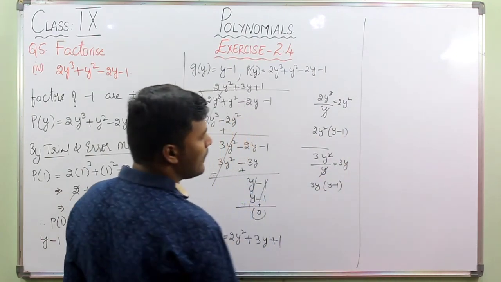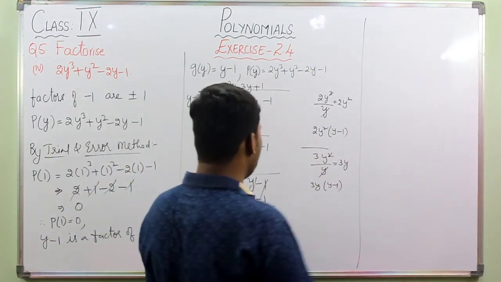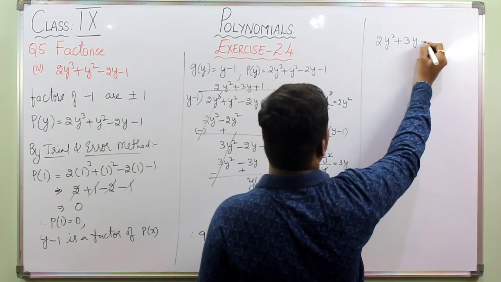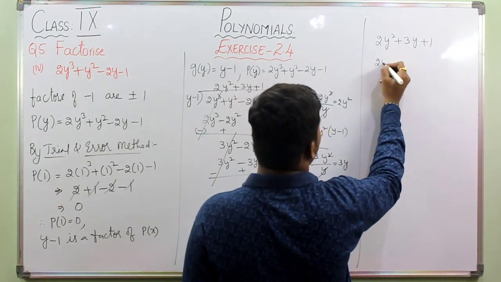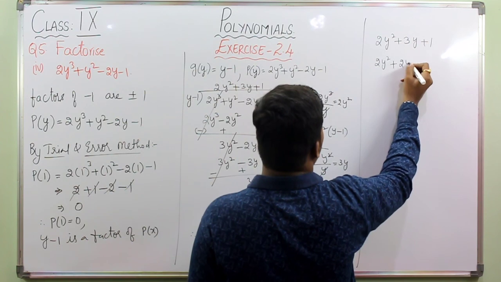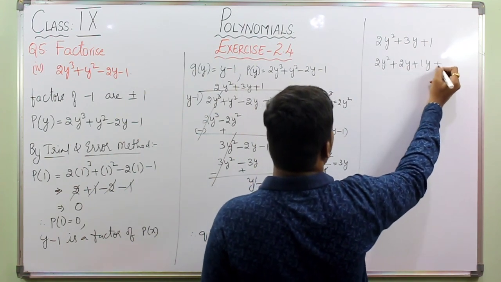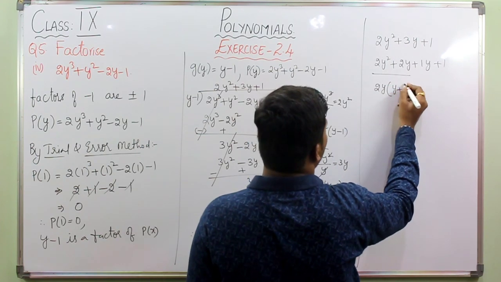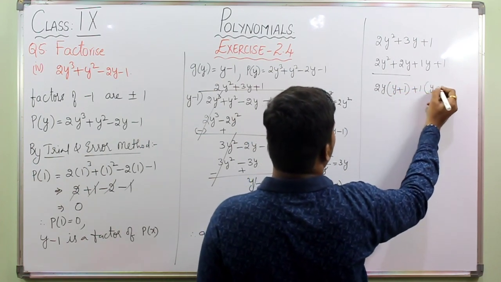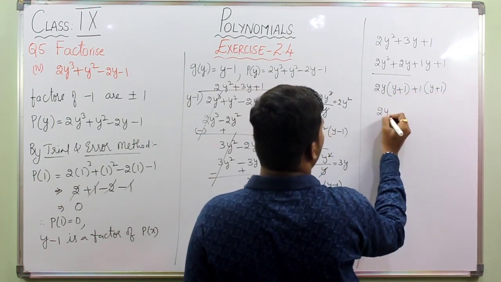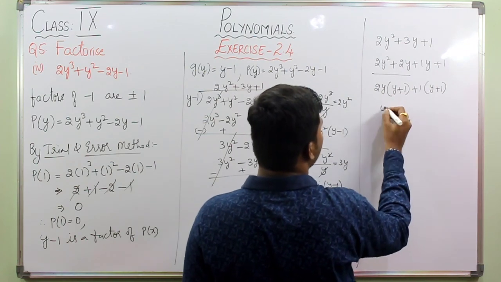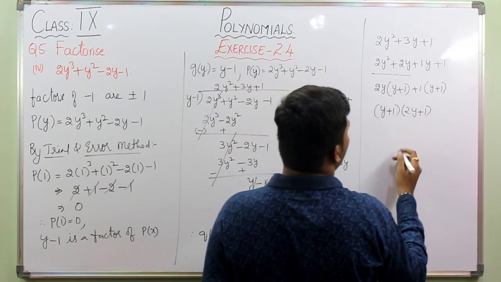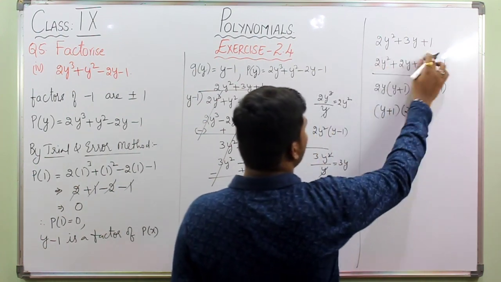Again, what we have to do now? Splitting the middle term. That is 2y square plus 3y plus 1. 2 ones is 2. So I can write it as 2y square plus 2y plus 1y plus 1. Take 2y common here, you are left with y plus 1. Plus 1 if you take common, y plus 1. So we are left with y plus 1 into 2y plus 1, the factors of this quadratic polynomial.